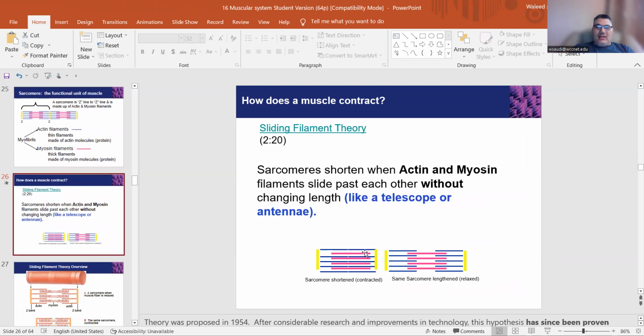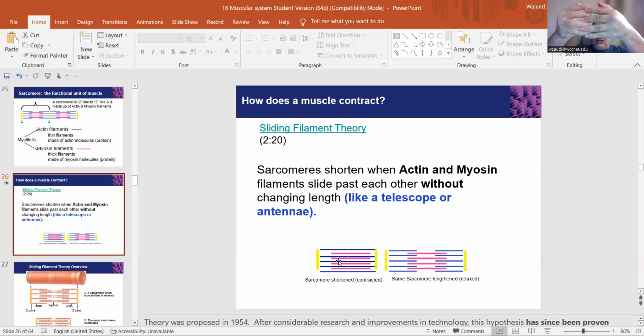So the sliding here will happen like this. From yellow to yellow, Z to Z. This is a sarcomere. It is normally like this when it's relaxed, but look at the pink, which is the thick myosin, and look at the blue, which is the thin actin. They are going to slide against each other so that the sarcomere becomes shorter like this. Look at it, look in the camera here. Let's say actin, myosin, actin, myosin, actin, myosin.